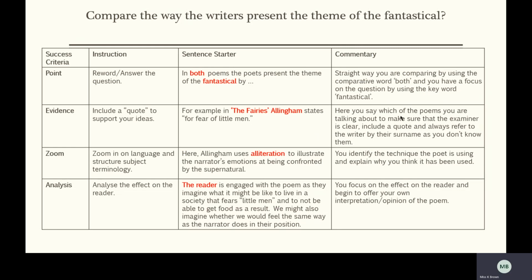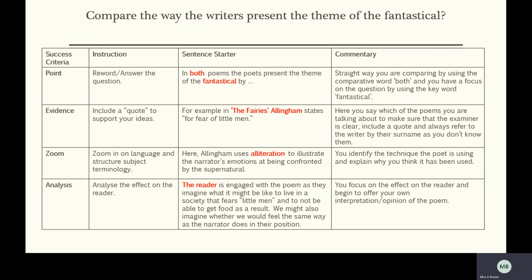Here you say which of the poems you are talking about. So by stating that you are talking about The Fairies, you are making it really clear and really easy for your examiner to understand what you are talking about. Because we are comparing two poems, it's really easy to get confused between poem 1 and poem 2. So by naming the poem, by saying The Fairies or The Alchemist, you are signposting to the examiner which poem you are talking about, and it's less likely that they're going to misunderstand what you are trying to say.